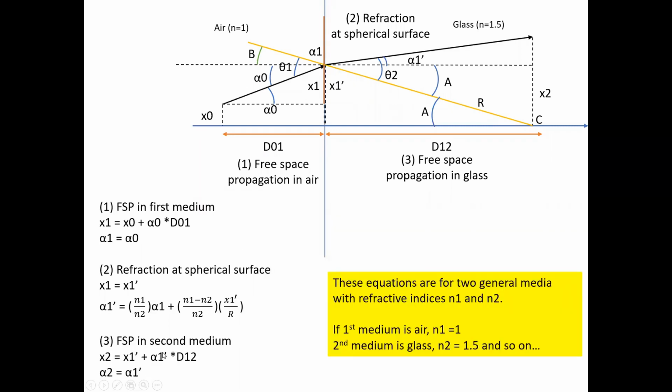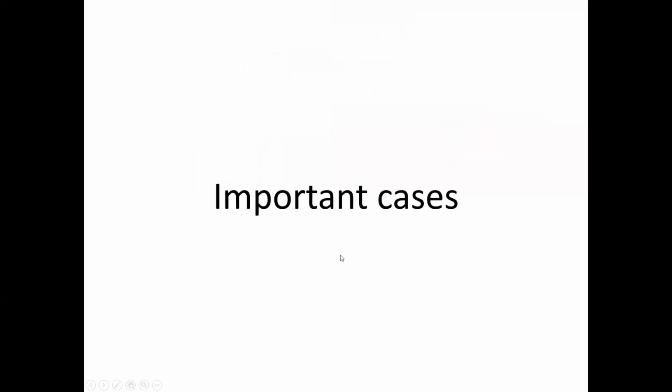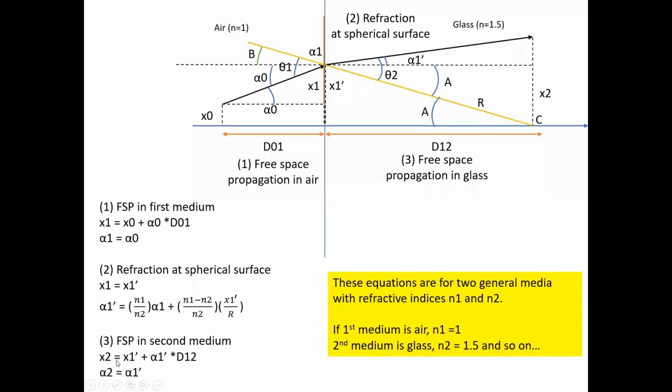The final thing which remains is to equate x2 with x1, x2 with x0 and alpha 2 with alpha naught. So I didn't work that out here, but it's pretty straightforward. Just start with the third equation, replace x1 prime from the second equation, replace alpha 1 prime from the second equation, replace alpha 1 from the first equation. So all the terms will just get substituted, and you will have your final equation.